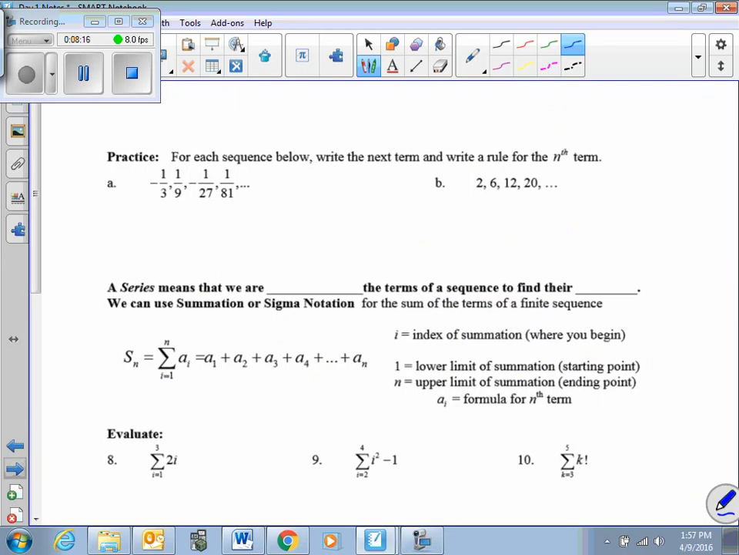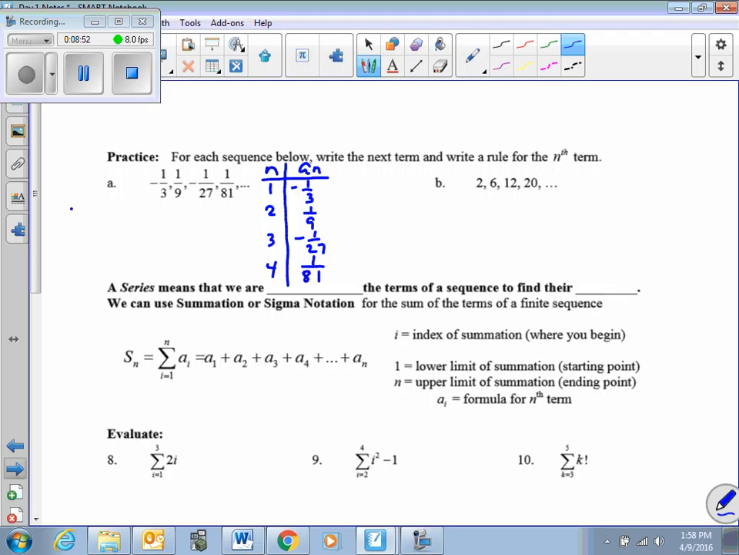All right, so here we go. We're supposed to do some practice. For each sequence below, write the next term and write the rule. So I always like to make my table, guys. I like to make my little n and my a sub n. And what have I got here? I've got 1, 2, 3, 4 terms. 1, 2, 3, 4. And I got negative a third, positive 1/9, negative 1/27, positive 1 over 81.